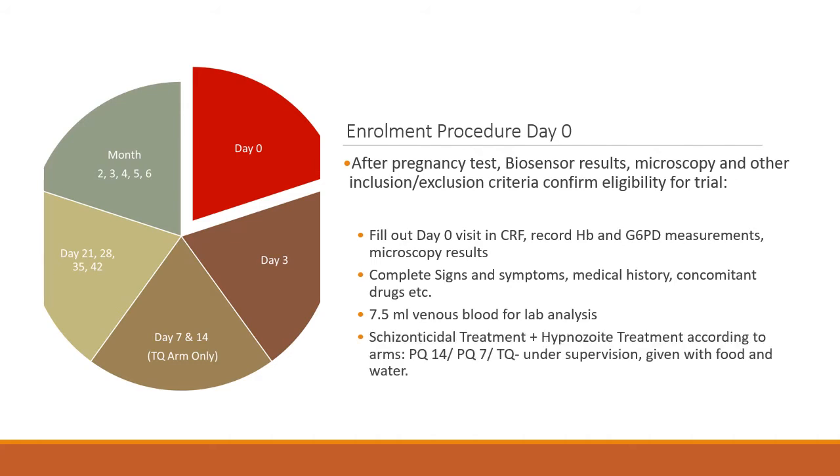For lab sampling, we take 7.5 mils of venous blood. And then the treatment will commence. So schizontocidal treatment is Piramax, and a hypnozoite treatment according to the intervention arms. This will either be PQ7 or primaquine 14-day, primaquine 7-day, or tafenoquine single dose. For the first dose, it's given under supervision with food and a glass of water.